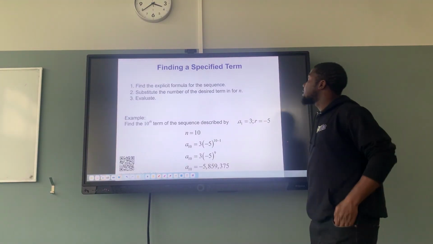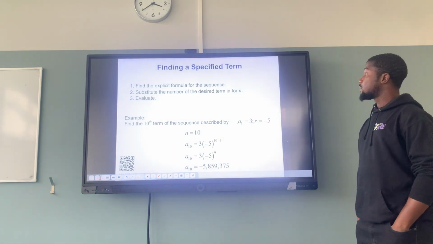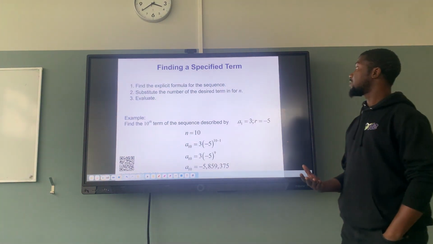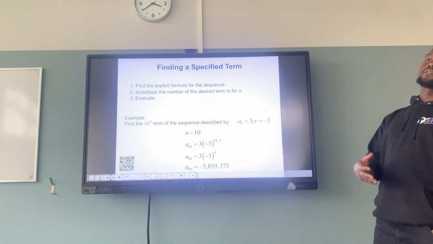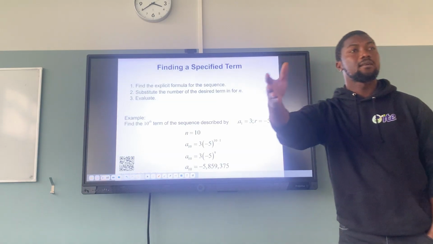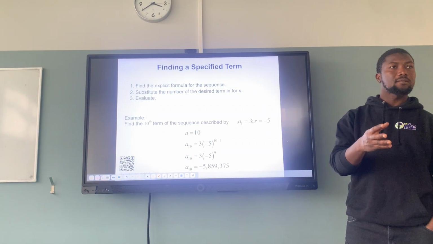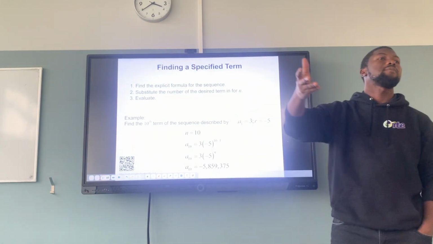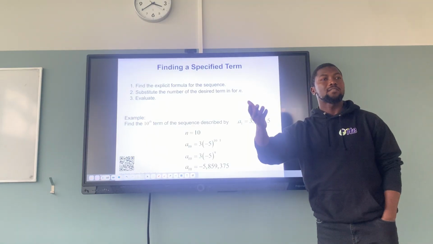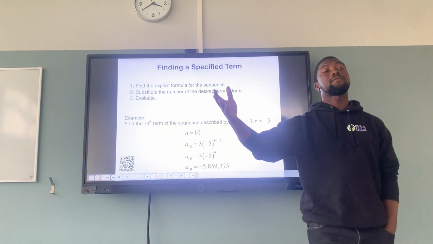Finding a specified term. Finding a particular specified term. So this time it could ask you to find the 15th term. A series is existing, you have a sequence, but you are asked to find the 15th term. Maybe the first term is given, maybe the second term is given to you, maybe the third term is given to you, and you are asked to find the 15th term.